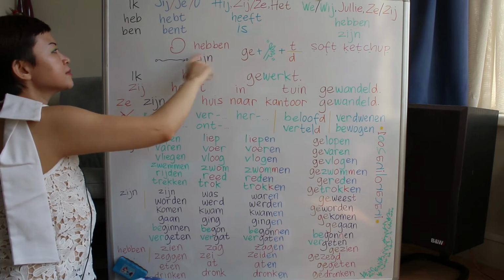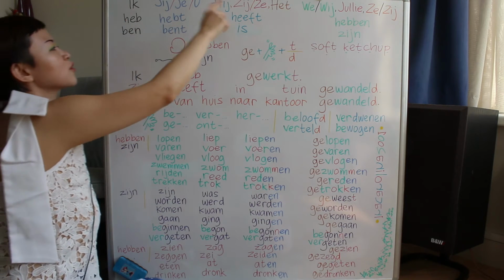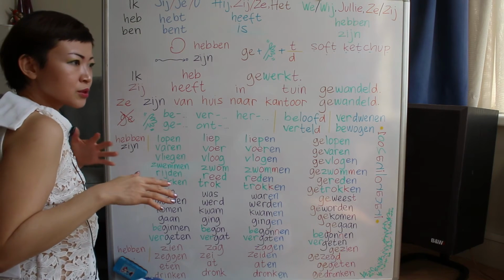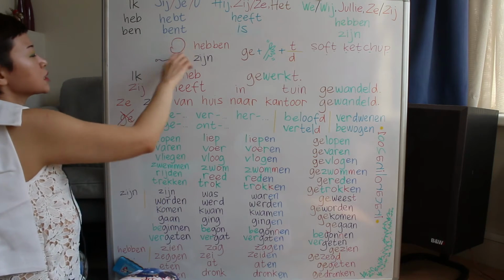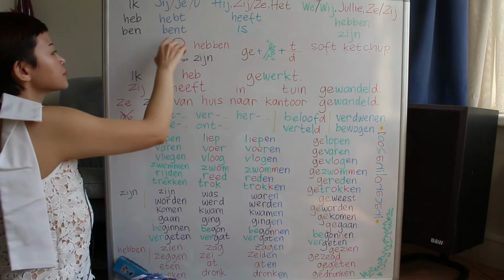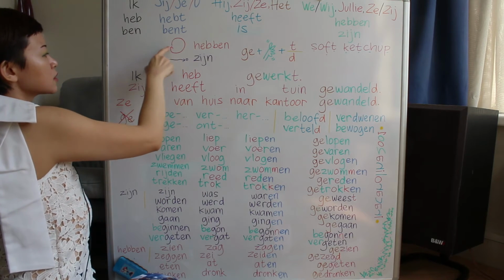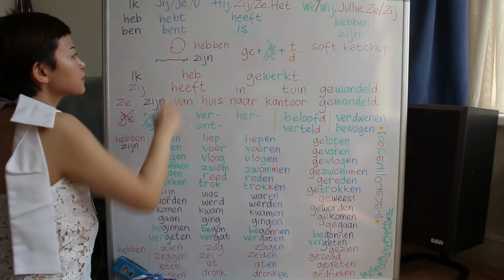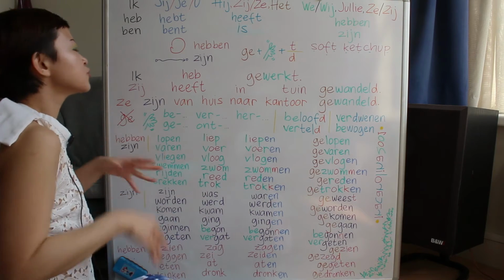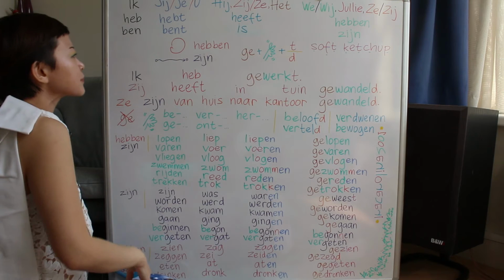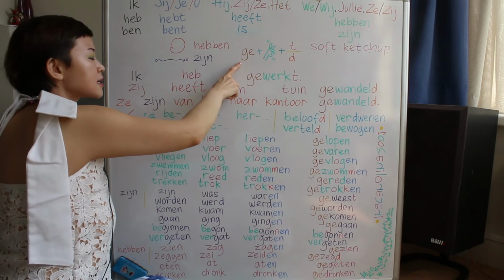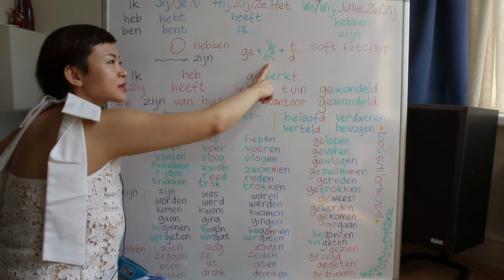We use hebben, heb, hebt, heeft when there's no movement. It happens in the same surrounding, the same situation. That's why I put the sketch here. In the same situation or same surrounding, there's no movement from one point to the other point. You use hebben, and then ge, and then the verb.